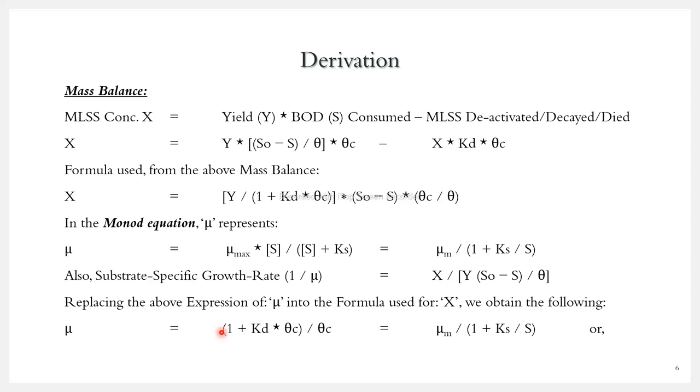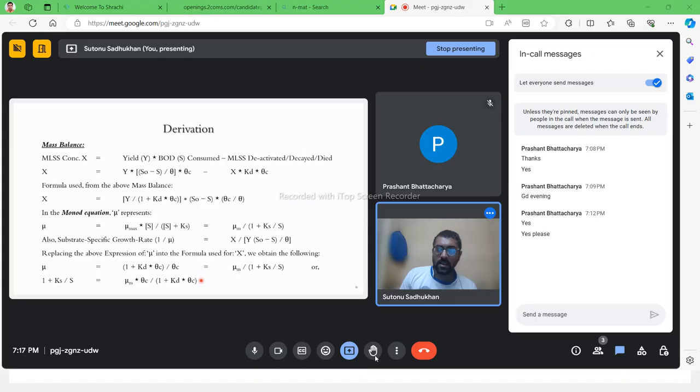Okay, then we get something like this. Mu equals 1 plus Kd into theta c divided by theta c, because these three terms got out, equals this term, mu m divided by 1 plus Ks by S. If you take this 1 plus Ks by S into the left hand side, it becomes mu m, and this part comes into the right hand side and it flips. So it becomes theta c divided by 1 plus Kd into theta c. I hope it is clear so far.